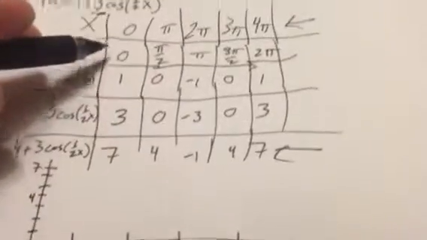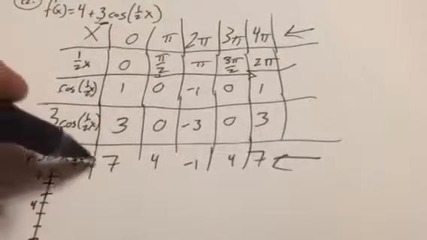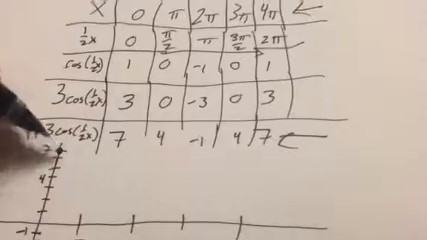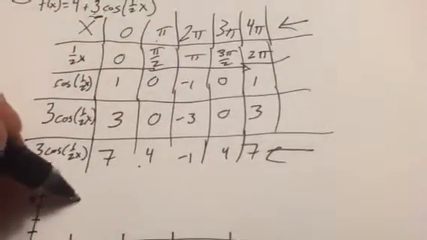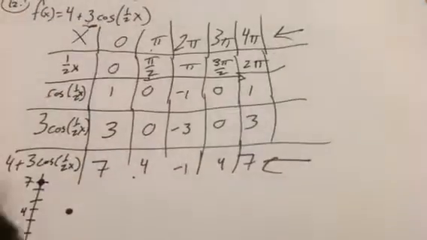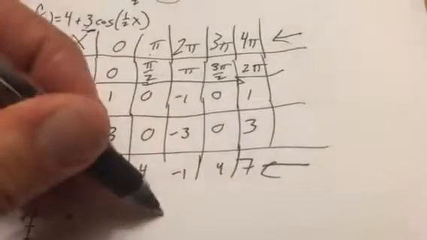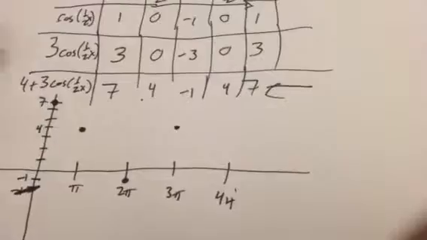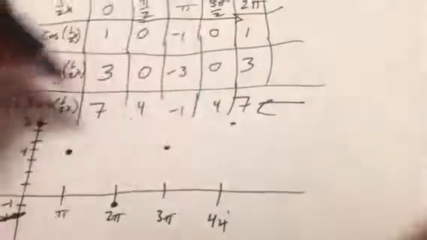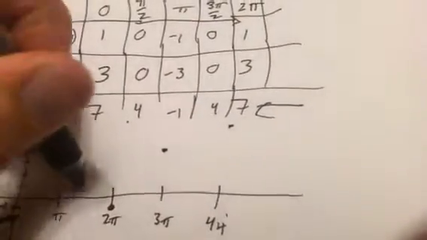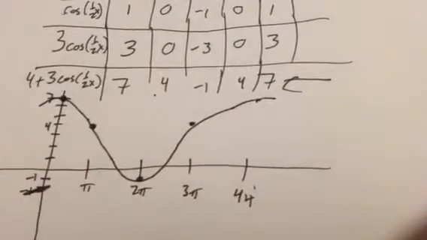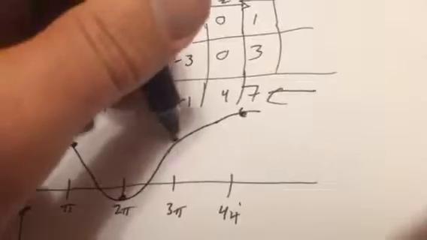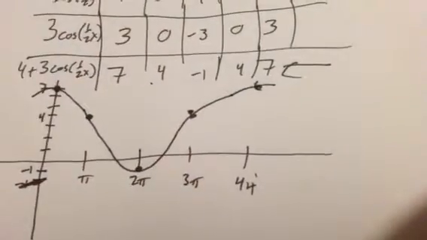So when x is 0, the output's 7. When x is pi, it's 4. When it's 2 pi, it's -1. 3 pi, it's back at 4. 4 pi, it's up at 7. So there we go. Not very well done to scale, but a graph nonetheless. And everything's labeled.